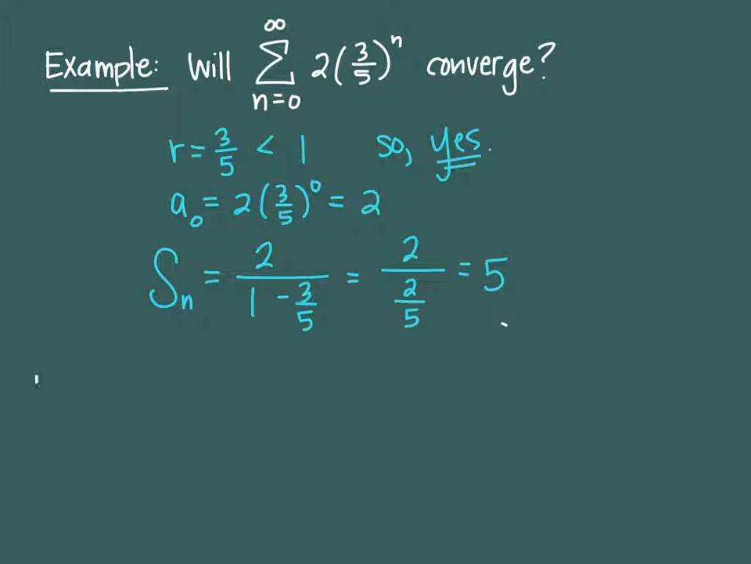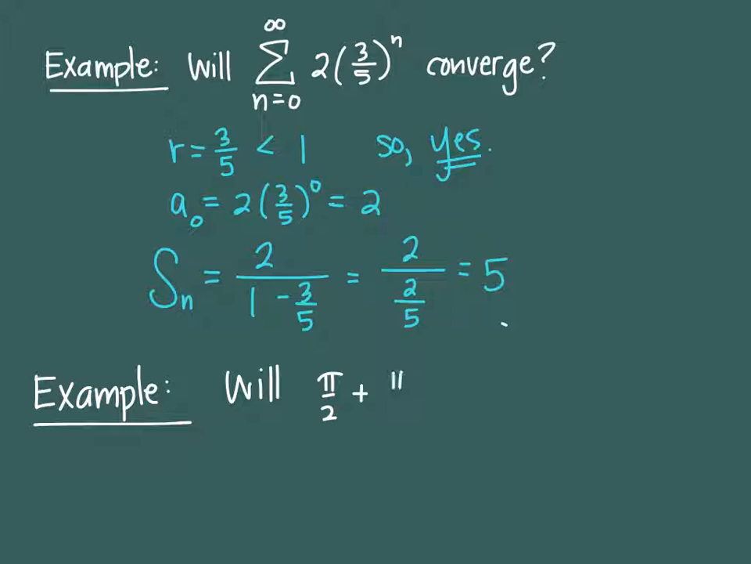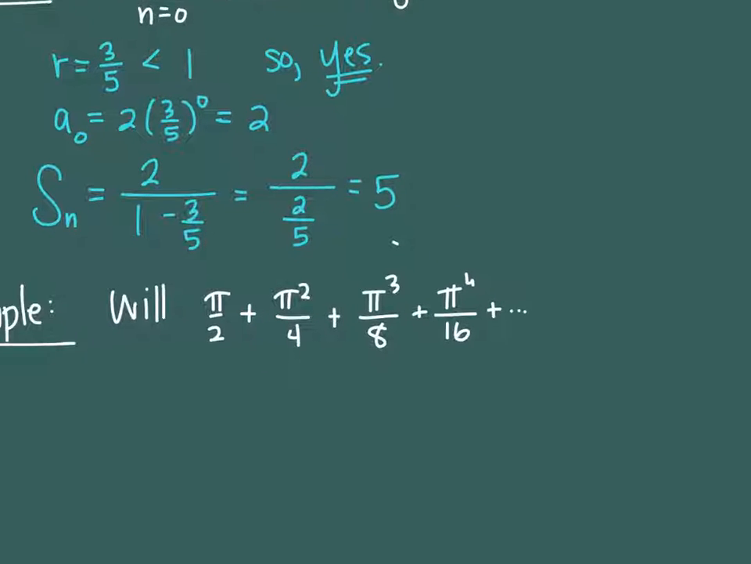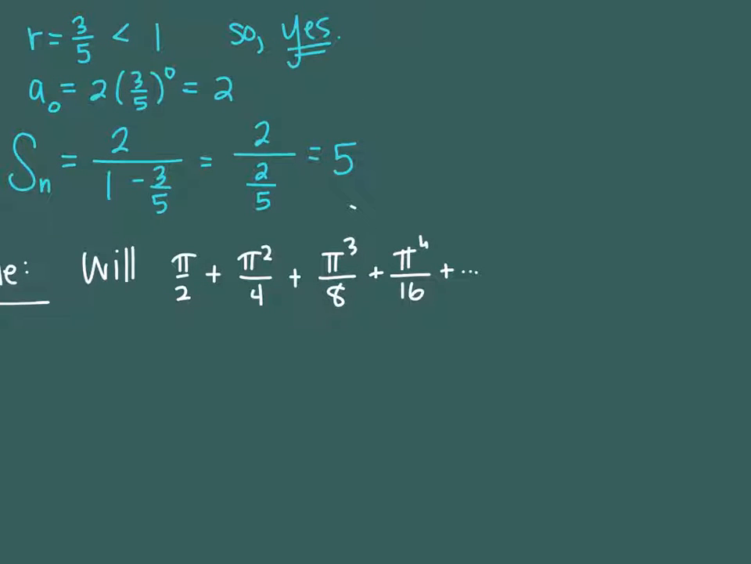Okay, let's try another one. All right, will the following series, pi over 2 plus pi squared over 4 plus pi cubed over 8 plus pi to the 4th over 16 plus, will that series, because it's a summation, they're not distinct, it's a sum, converge?